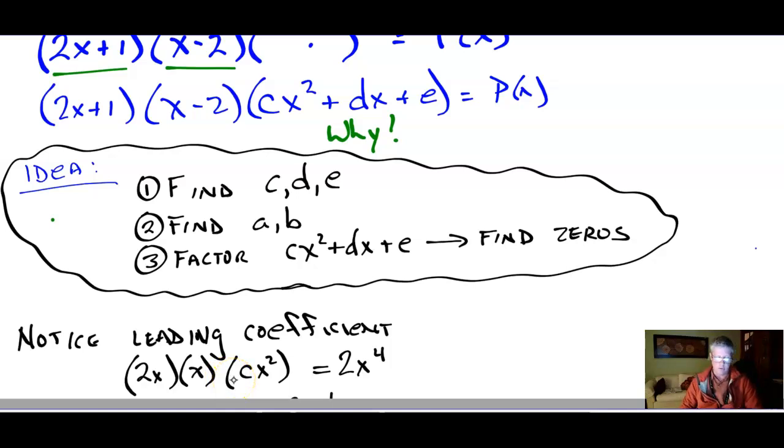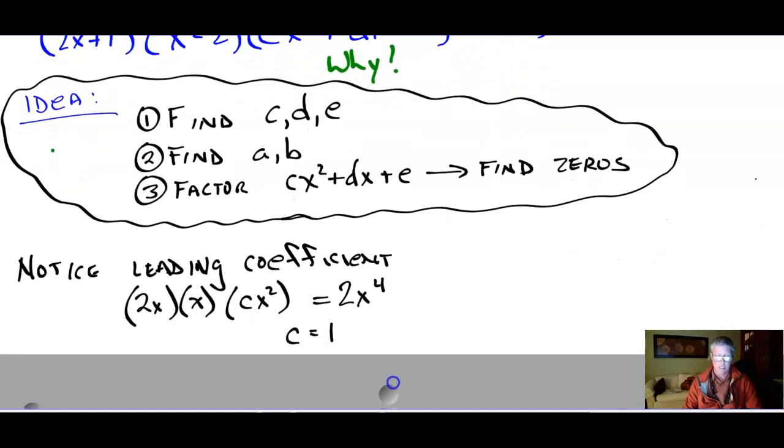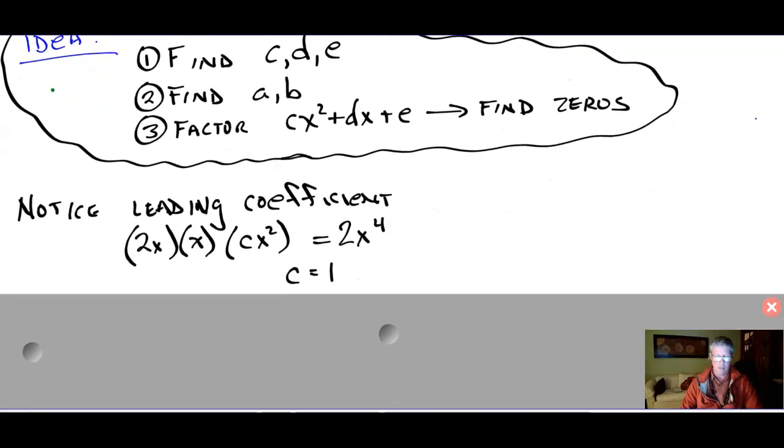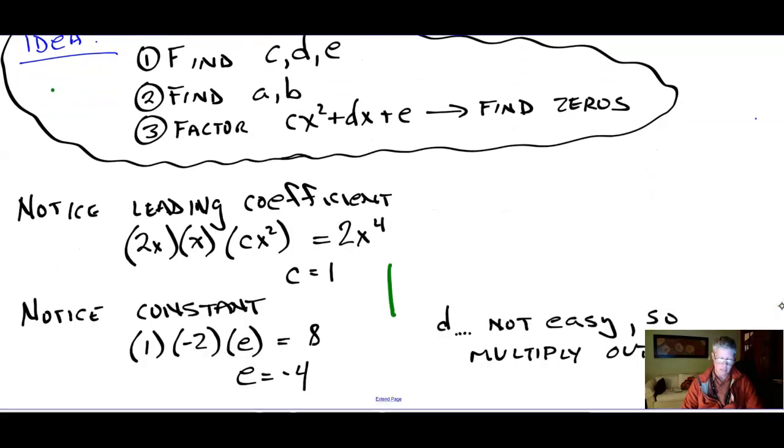I know the x to the 4th over there, so that tells me our good friend c is equal to 1. D, I'm not too sure, but the constant. What is the only way I can multiply all those out and get the constant term? Notice the constant. We have a 1, a negative 2, and e. So those are the last terms. Those are the only way that you're going to multiply a term times a term times a term and get a constant. So we know that e is negative 4.